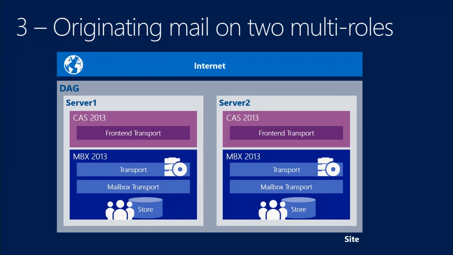So, taking the second example and now reversing it. Instead of having mail coming in, let's have mail leaving the mailbox server role. So again, I have a message here from this recipient on server 1, and I'm going to want to submit this message, and I believe I have 3 recipients. I have another recipient on server 1, a recipient on server 2, and a recipient on the internet.